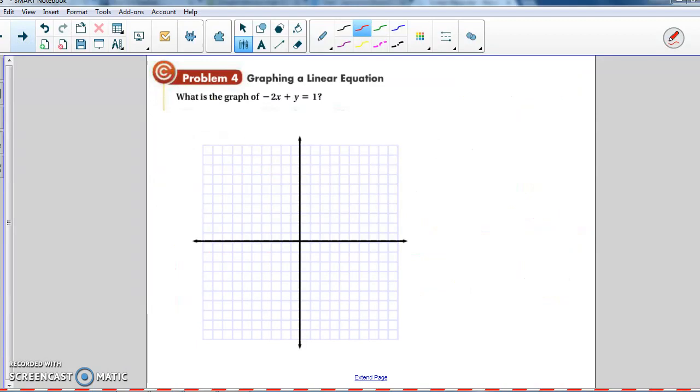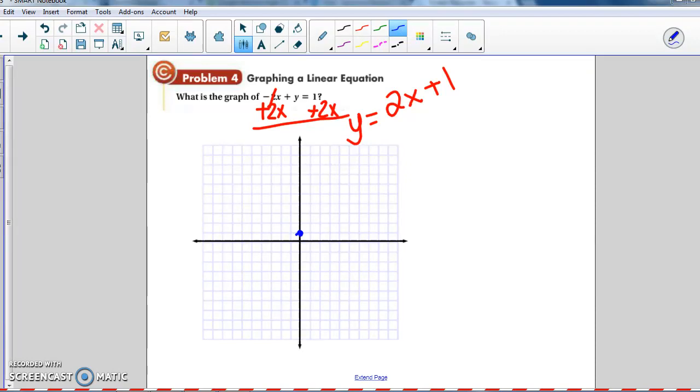Graphing a linear equation. It's easiest if we put this into slope-intercept form and then use the slope and y-intercept, so plus 2x on both sides. Y is equal to 2x plus 1. That means my y-intercept is 1. So on my graph, I'm going to go up 1 and make a point. And my slope is 2, which is 2/1.